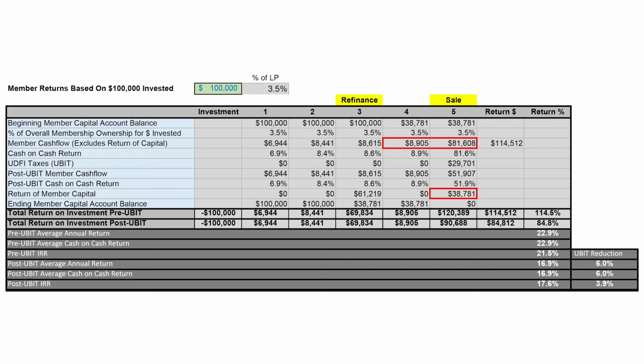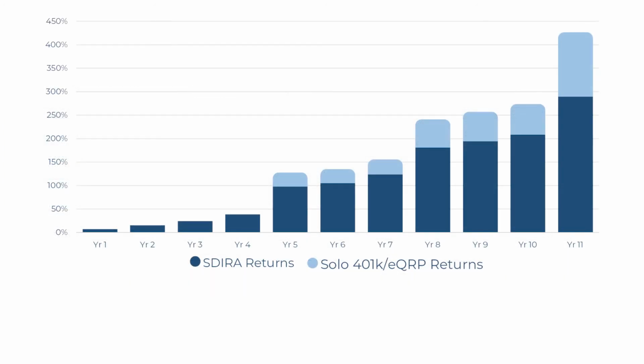Now, obviously, an identical deal wouldn't exist, but let's explore the power of looking for opportunities that offer an early refinance so velocity of capital is kept as high as possible, allowing an investor to partner in more opportunities over time. So, illustrated in dark blue, we have the growth seen in a self directed IRA over the 11-year time span, while illustrated in light blue, we have the returns for a solo 401k or eQRP. Right off the bat, we can see visually that UBIT did make an impact. But let's see what extended returns look like with a self directed IRA.